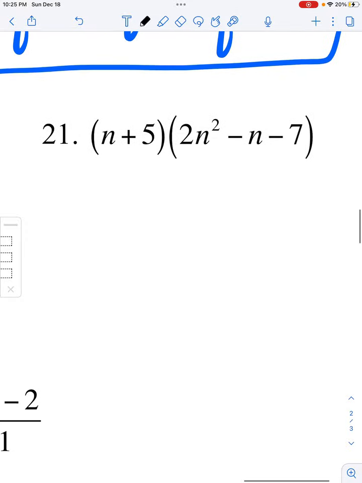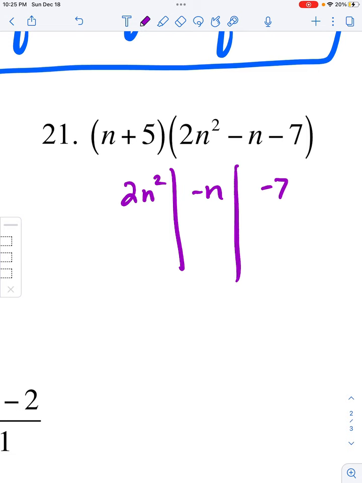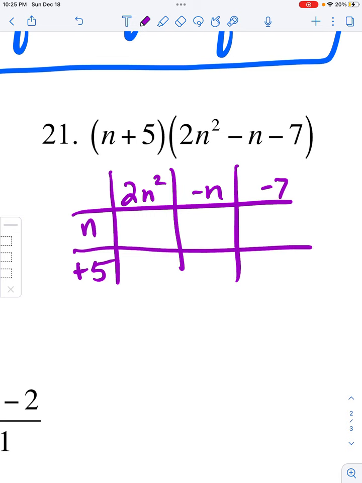Okay, and more of you, I think, were using it for these bigger problems. So I'm going to take my 2n squared, a negative n, and a negative 7, put those across the top of my chart, and then I'm going to have my 1n plus 5 down the side. So it's easier to keep track. And keep in mind, I'm only doing this when it's multiplication. So in this first box, I'm going to take the 2n squared times the 1n and get 2n cubed. Here I'm taking my negative n times my positive n and getting negative n squared. And in this last box, I'd have negative 7 times n.